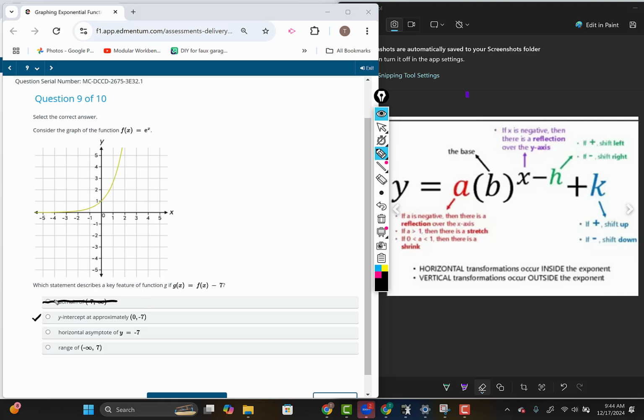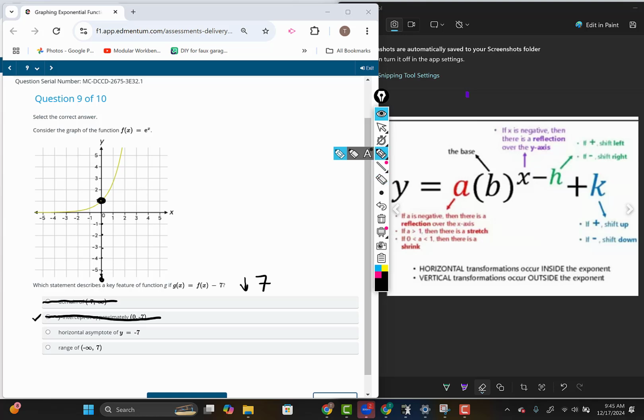Okay, answer choice B, the y-intercept is approximately 0, negative 7. So what's the y-intercept of the original function? It's 0, 1. Well, if we take that and go down 7, where do we end up at? 1, 2, 3, 4, 5, 6, 7. Right here, just off the graph. So that's at negative 6. So it's not 0, negative 7. That one was kind of tricky. They think, oh, we're going down 7, so the y-intercept's at negative 7.